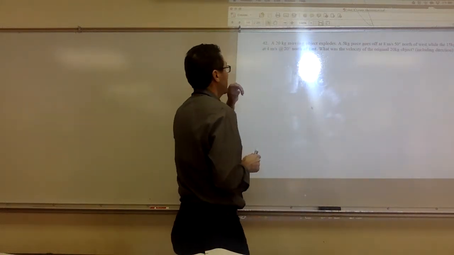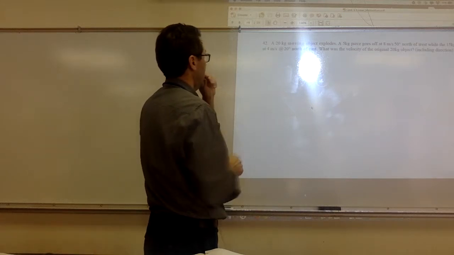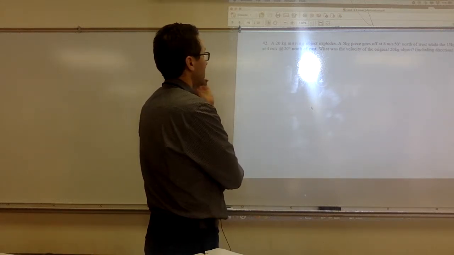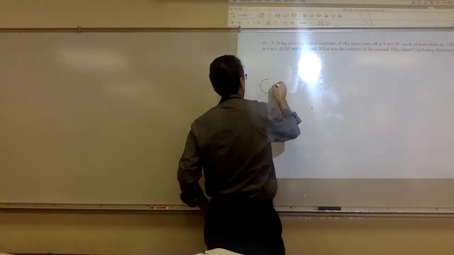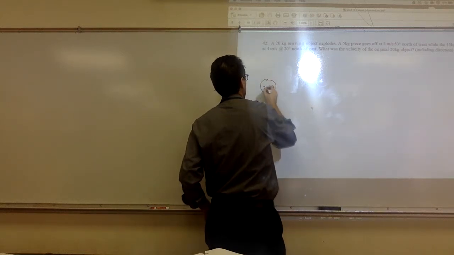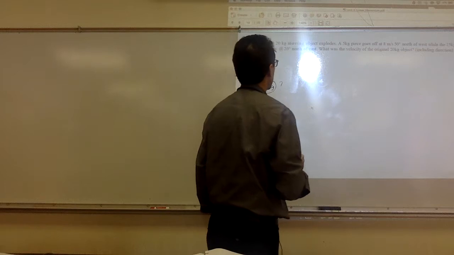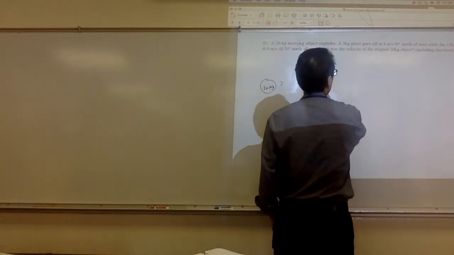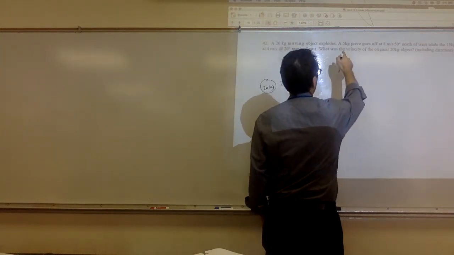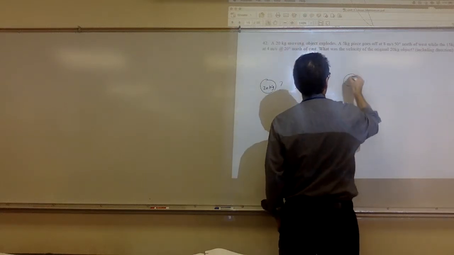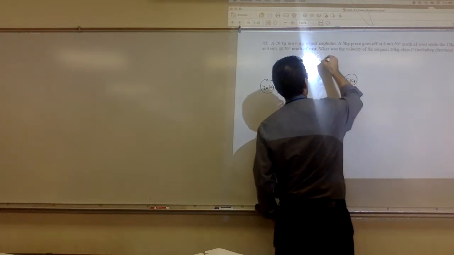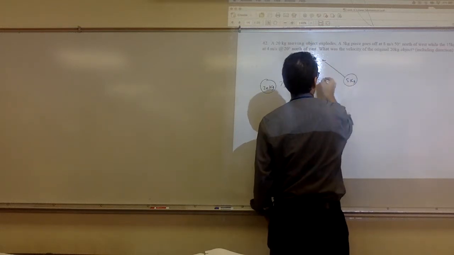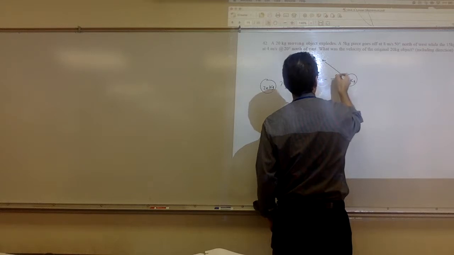A 20 kilogram moving object explodes, right? A 5 kilogram piece goes off at 8 meters per second at an angle of 50 degrees north of west. So here's a 20 kilogram object. We have no idea which way it's going, and with what speed it was moving. Now a 5 kilogram of the 20 kilograms moves off at 8 meters per second at an angle of 50 north of west.